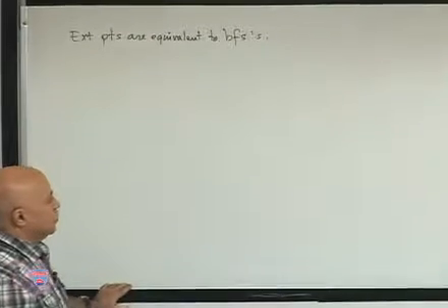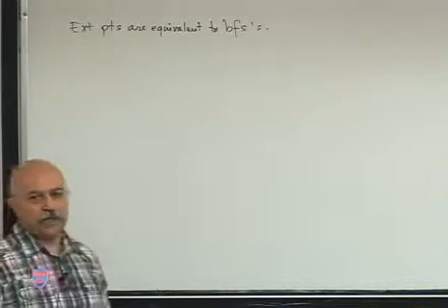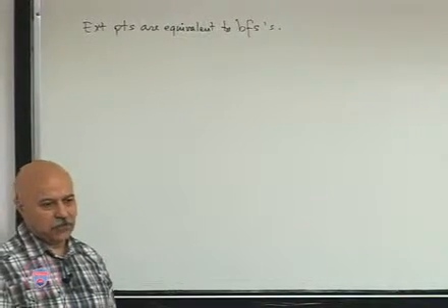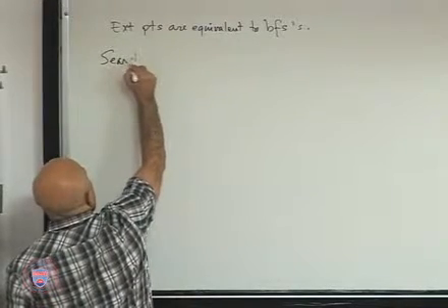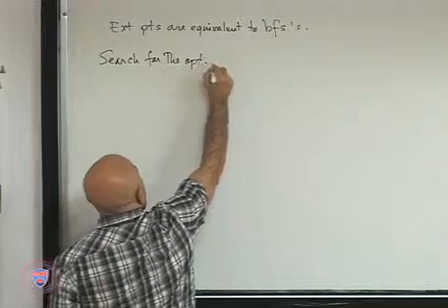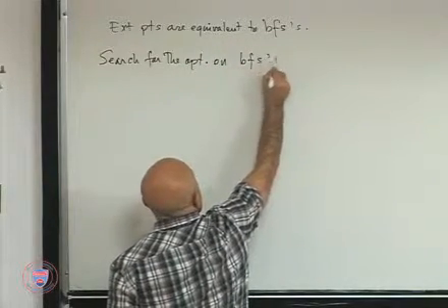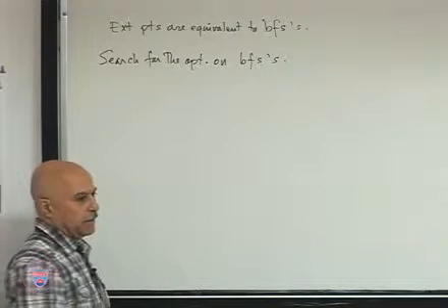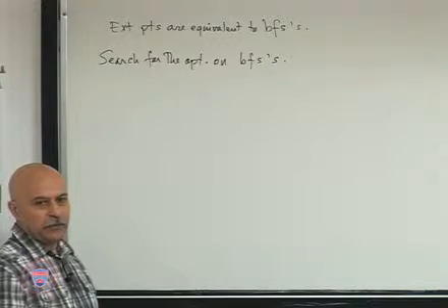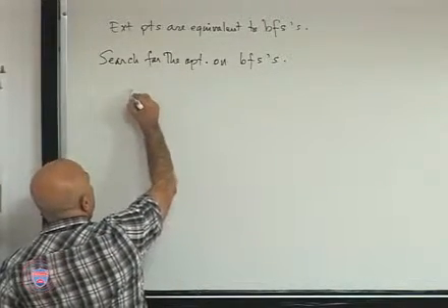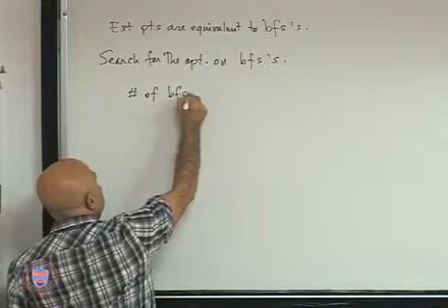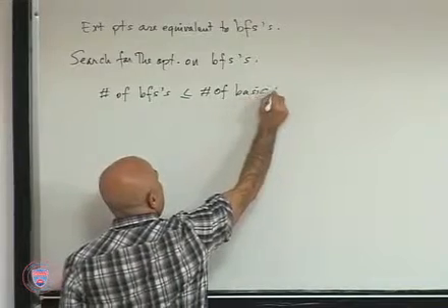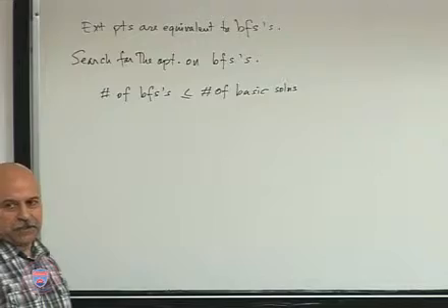Extreme points are equivalent to basic feasible solutions. So this particular result has one consequence. You just need to search for the optimum on extreme points, or on basic feasible solutions. Okay? That, of course, gives you a finite search rather than an infinite search. How many basic feasible solutions can you have? The number of basic feasible solutions is less than or equal to the number of possible basic solutions, because not every basic solution is basic feasible.